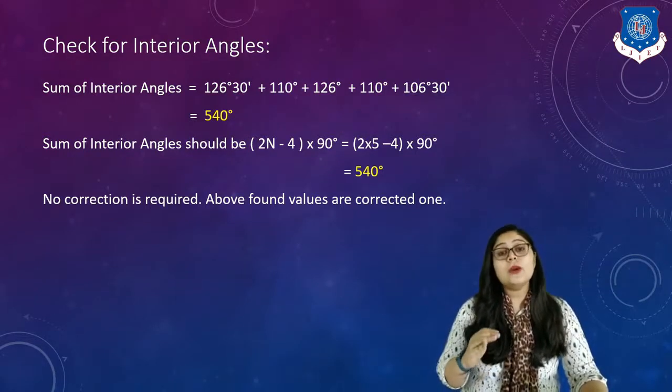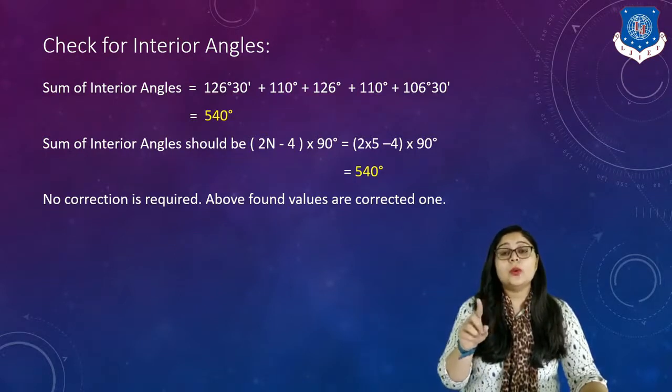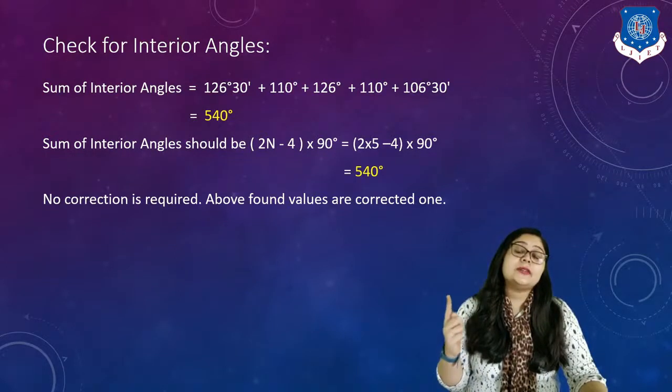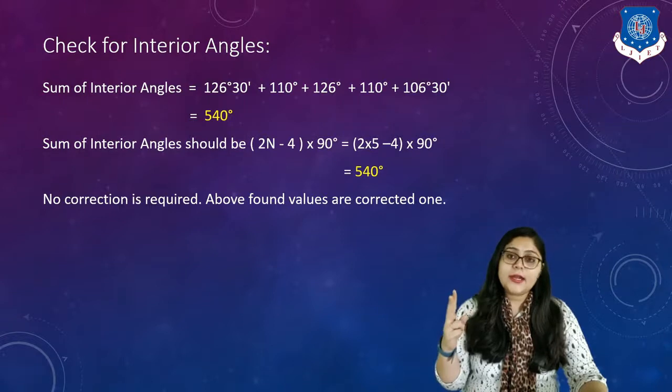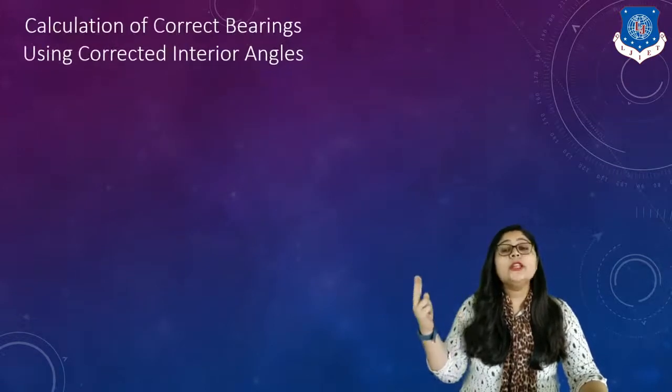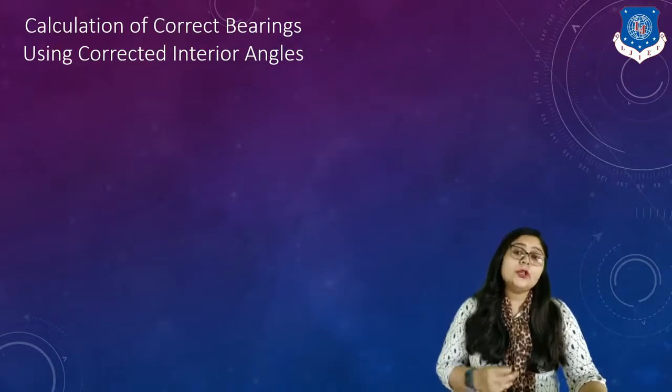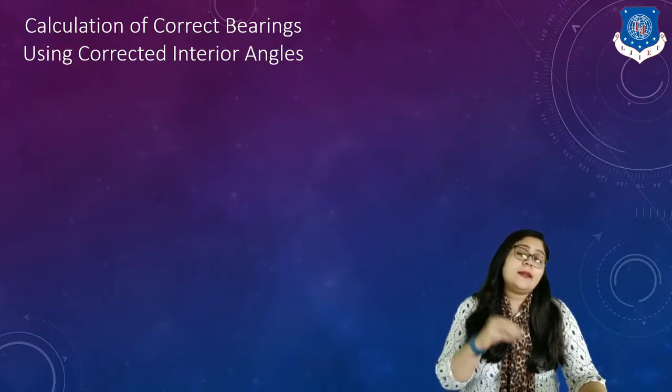So till now you have completed 2 steps, in which the first one is you have identified which stations are affected by local attraction, and second you have identified the interior angles, right? Now we do the calculation for correct bearing using corrected interior angles, right?